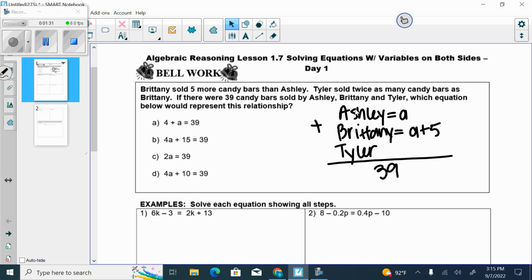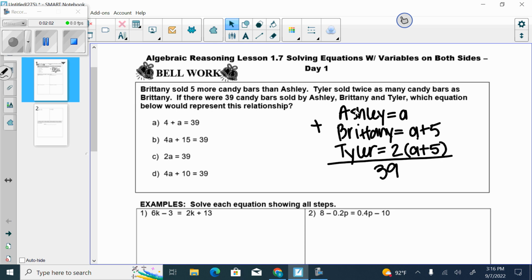Okay. Tyler sold twice as many candy bars as Brittany. What does twice mean? Times 2. So 2 times, what did we write down for Brittany? For Brittany, we wrote down A plus 5. Good. So 2 times A plus 5, right? Okay, I can't simplify what we have written for Ashley anymore, right? It's just an A. I can't add what we have for Brittany, because a variable and not a variable.